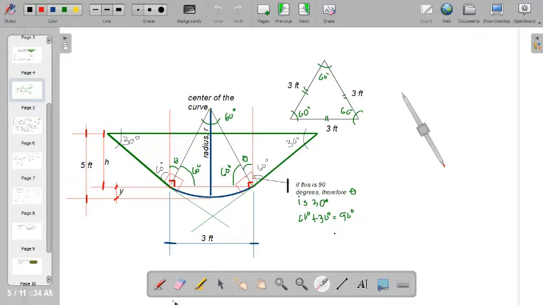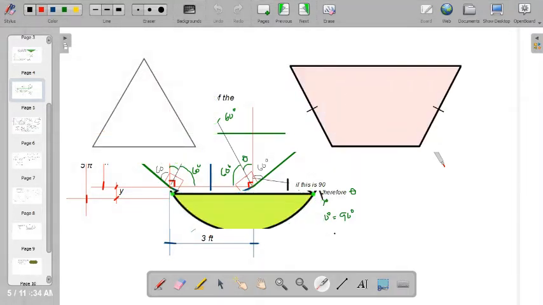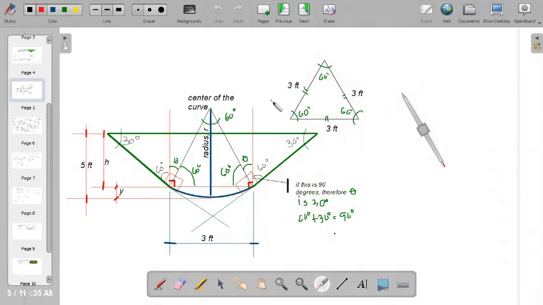Okay, so let's look at this figure. This is 60 degrees, which is given. Another given is this 3 feet, and of course the 5 feet length, which is coming from this point going to the bottom. So we have these different kinds of shapes: the triangle, the trapezoid, and the segment. All right, so here, let's analyze the angle that we have here.